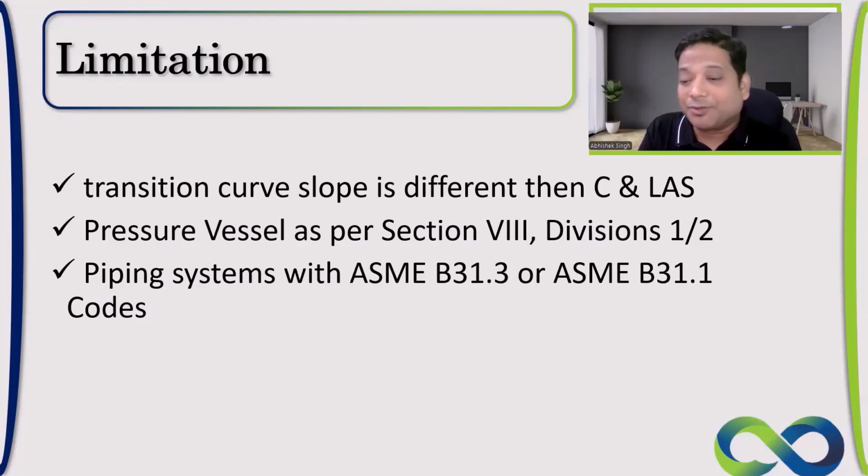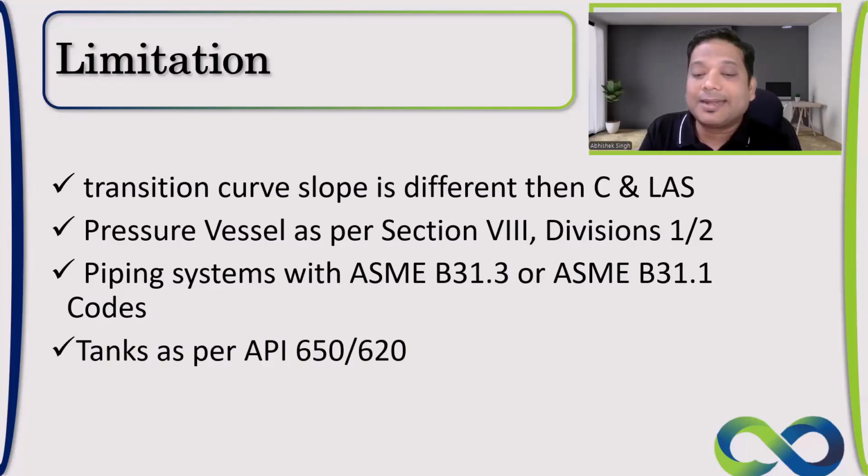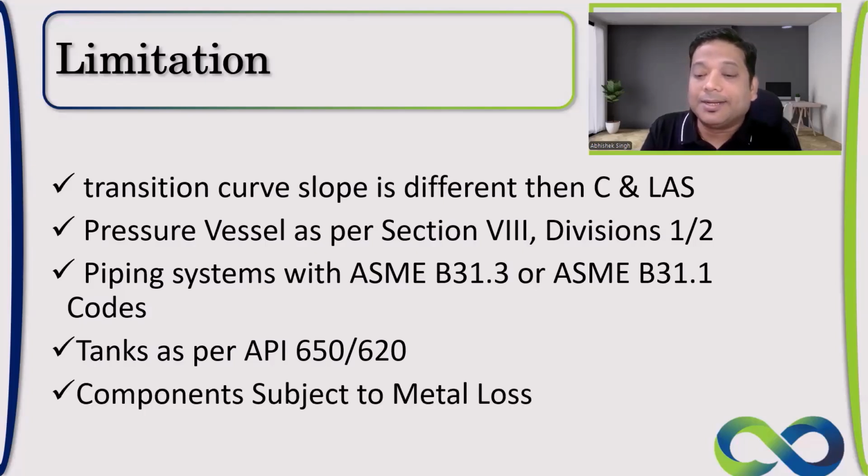Piping systems should be as per B31.3 and B31.1. Tanks as per 650 or 620. So it's limited to these codes, very specific to codes. For a component subjected to metal loss, we can apply this, but apart from that, you have to also see Part 4 or Part 5.